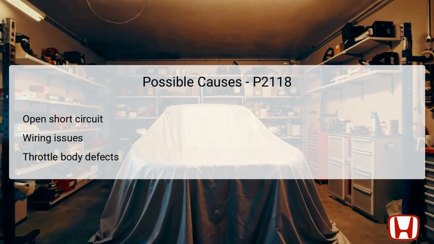Lastly, there may be internal faults within the throttle body itself. Throttle bodies can wear out over time or become contaminated, leading to poor performance and the triggering of this diagnostic trouble code. Checking these components thoroughly can help determine the root cause of the problem.